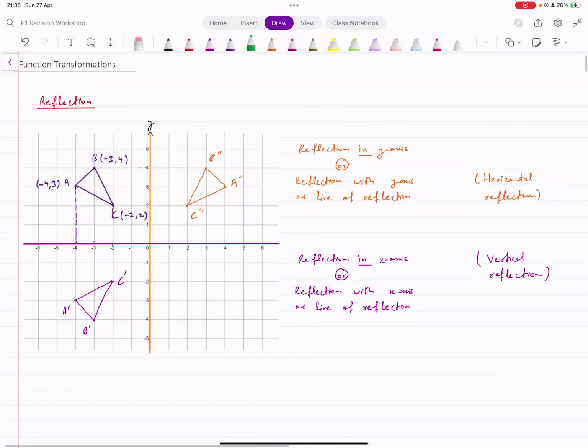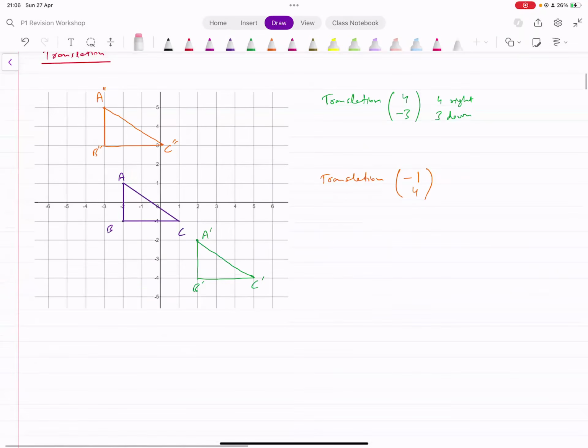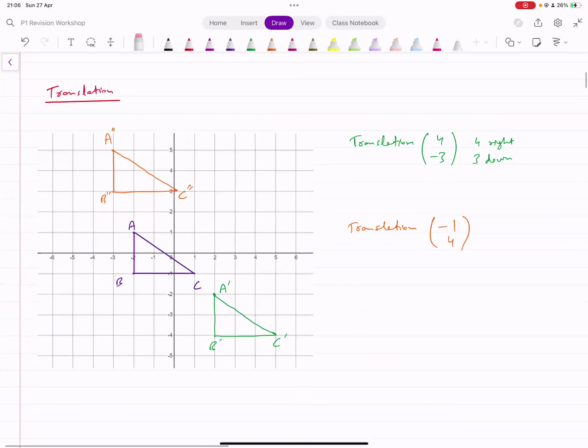Now that's something that you understand in this. Y-axis, when that's the line of reflection, it's horizontal reflection. When x-axis is the line of reflection, that's vertical reflection. These are two types of reflection that you need to know about. Then you've got translation. There are two types of translation that you need to know about: horizontal translation and vertical translation. In this case, you will always have to write down a vector.